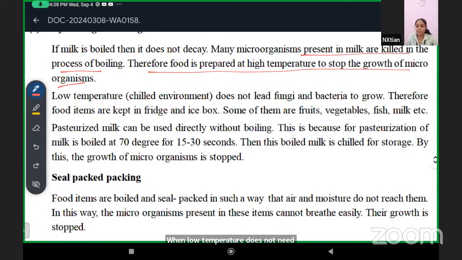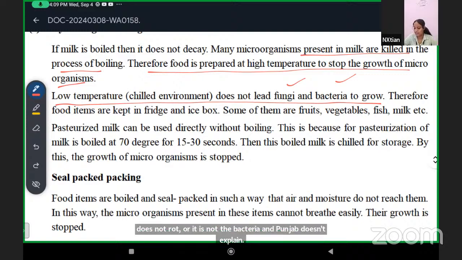Now, why do we keep all the food in the fridge at night? I hope you are doing it too. After dinner, everything we put in the fridge. Why? Because in the low temperature, the chilled environment, fungi and bacteria do not grow. That is how our food stays okay in the fridge. It does not rot. Therefore, food items are kept in the fridge and ice box.